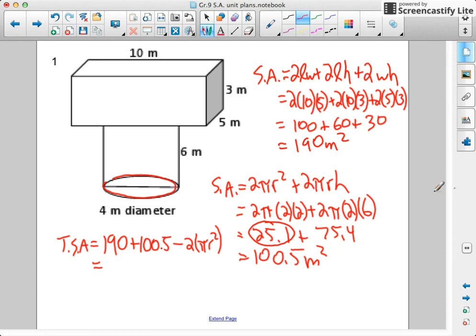So 190 plus 100.5 minus 25.1. And what that gives you is 265.4 meters squared. So that's method one of doing them separately, finding the area of overlap and subtracting that off at the end.